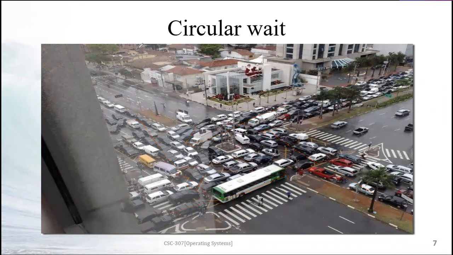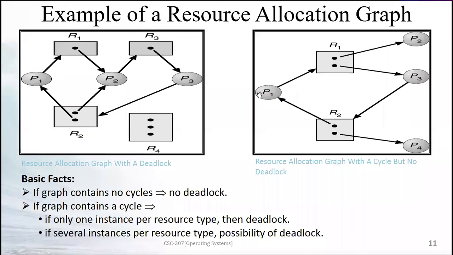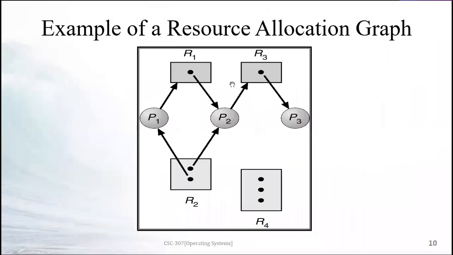Now let us go back to our resource allocation graph. In the resource allocation graph, we have these resources R1, R2, R3. So the first task is you have to write down the resources. So these are all the resources we have: R1, R2, R3, R4.